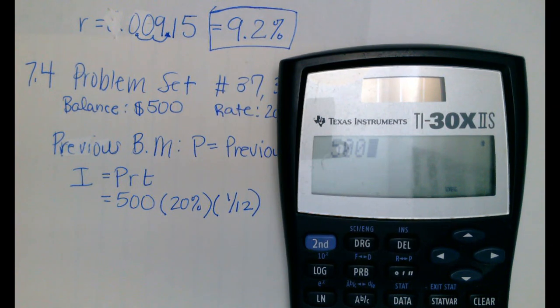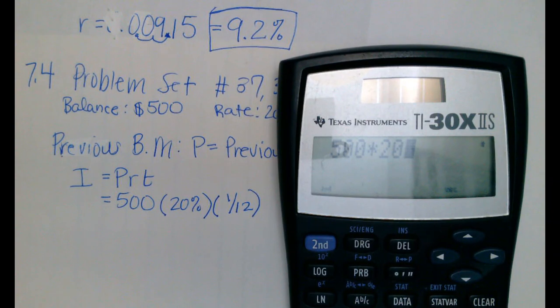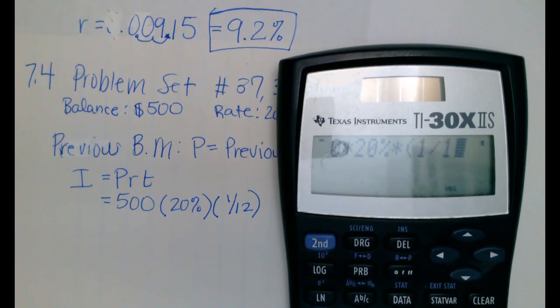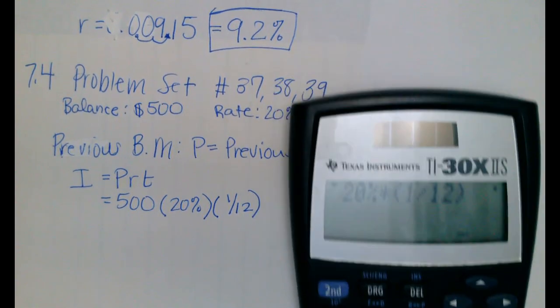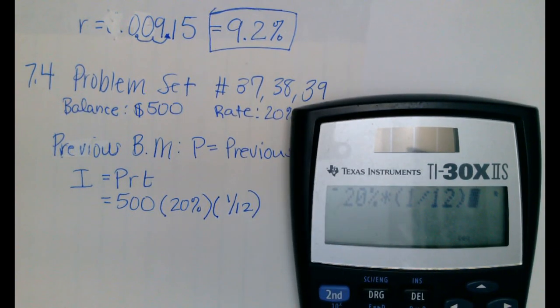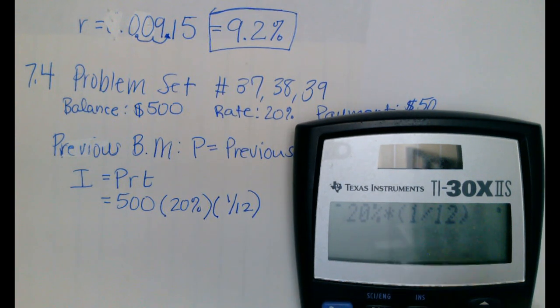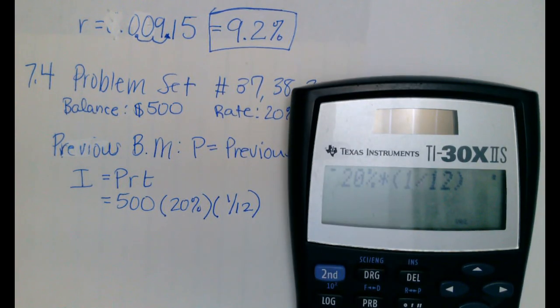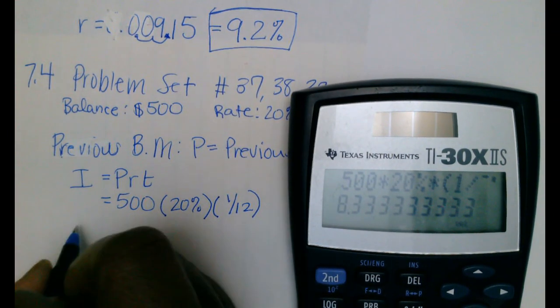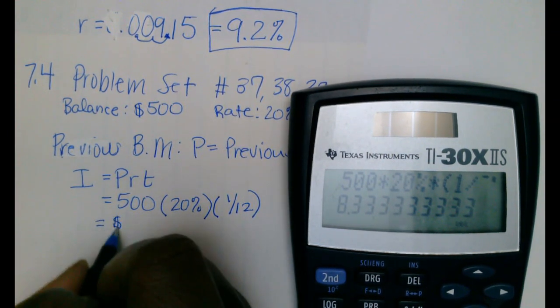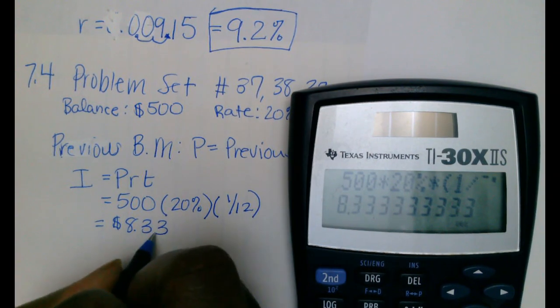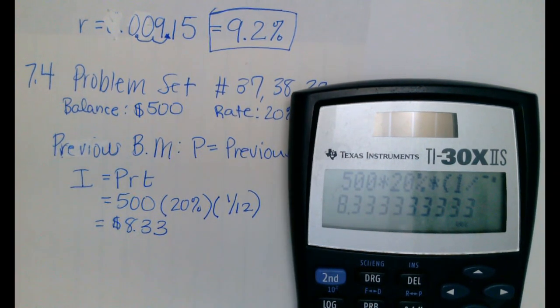500 times 20% times 1/12. Now notice I didn't do ABC. I didn't do ABC because I need this as a decimal. This will make it a decimal. ABC will make it a fraction. I need it in terms of money. So interest is equal to $8.33. We're working with the previous balance method.